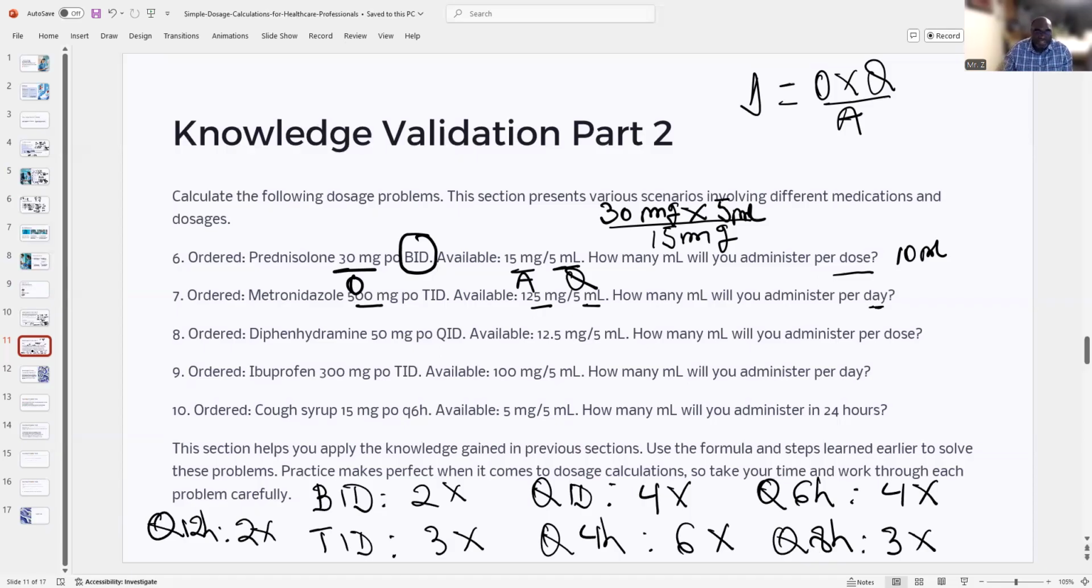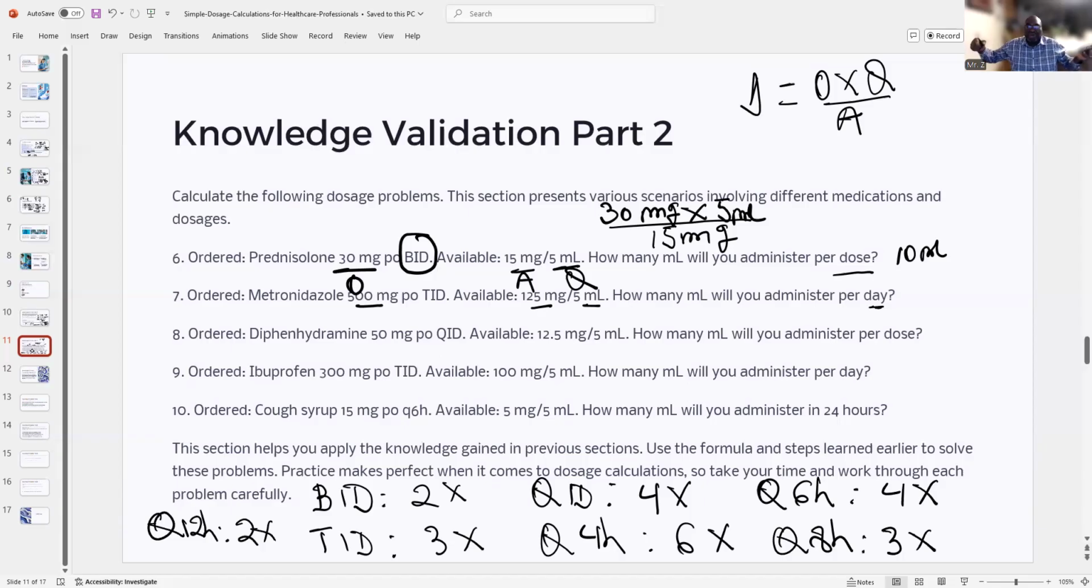The only difference between BID, 2 times a day, and Q 12 hours: BID, yes, it means 2 times a day. Q 12 hour, yes, it means 2 times a day, but the only difference with the Q 12 hour is it's so precise. You can give that medication only after 12 hours.